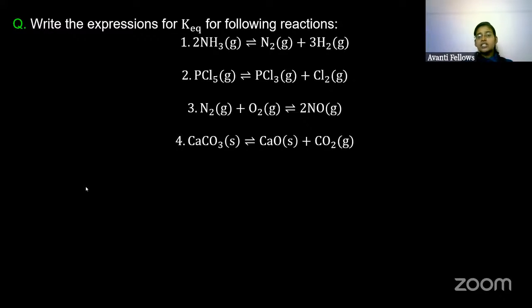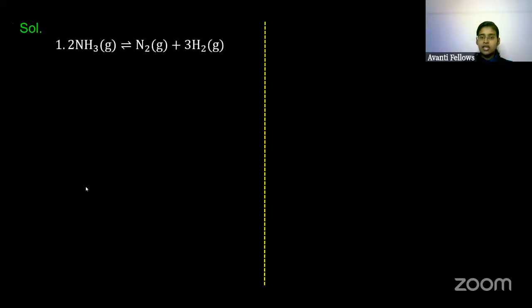Write the expressions for KEQ for the following reactions. We have 4 reactions. The first reaction is 2NH3 giving N2 plus 3H2. What is KEQ? So it is the concentration of the products raised to the stoichiometric coefficients divided by the concentration of the reactants, right? So what will be the answer? N2 into H2 power 3 by NH3 power 2.